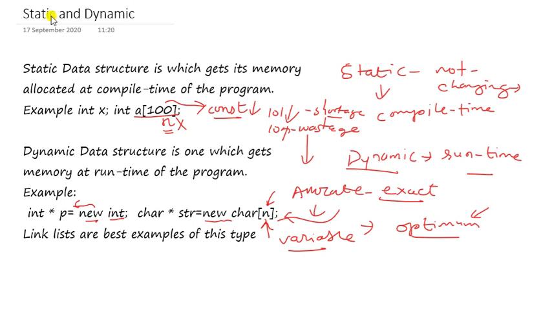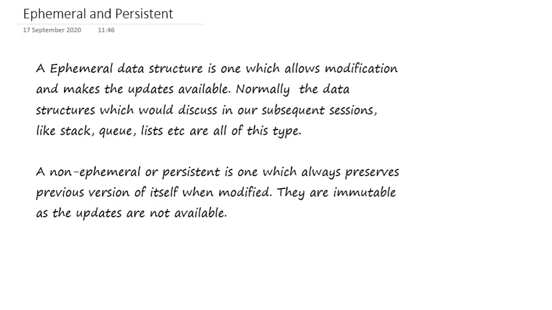Another last category or type is ephemeral data structure and non-ephemeral data structure. Most likely you might have come across this word ephemeral for the first time. What is the literal meaning of ephemeral? Normally we say it is temporary. According to the dictionary, it is a temporary sort of thing, and it is one which allows modification and makes the updates available. Normally the data structures which we will discuss in subsequent sessions are all ephemeral data structures.